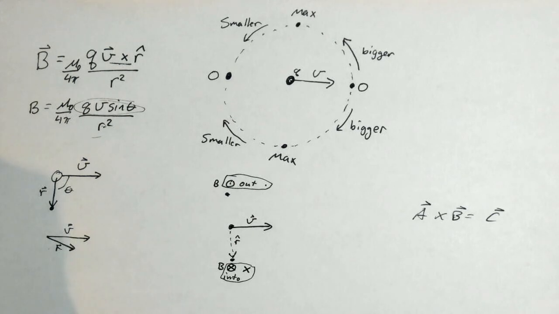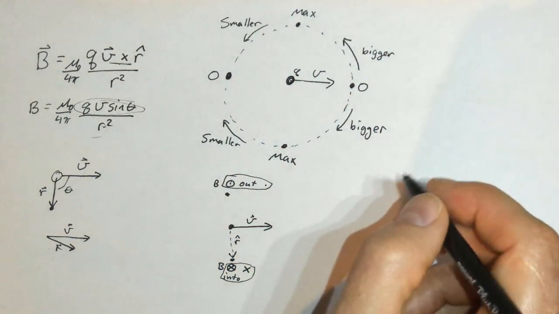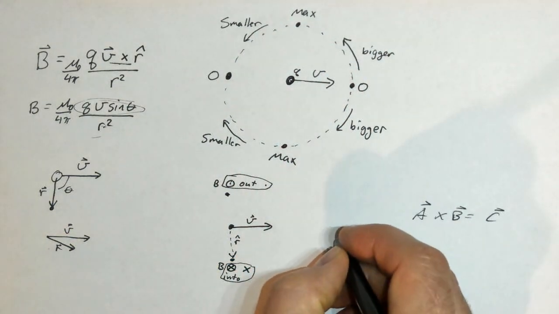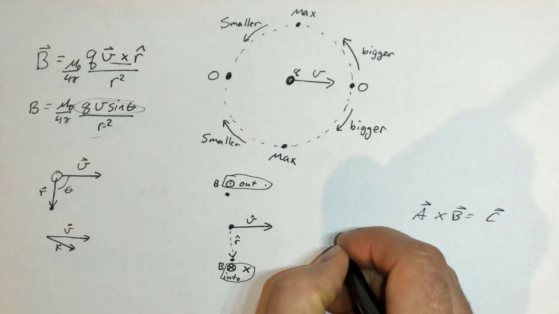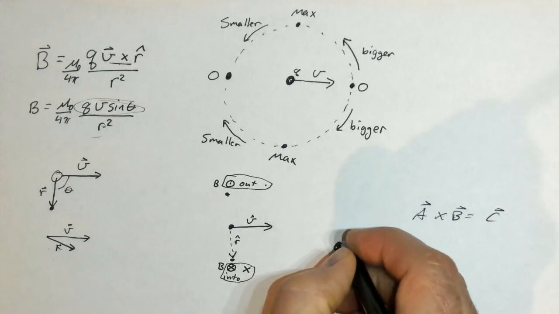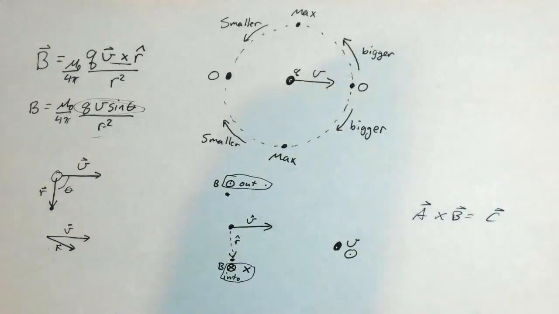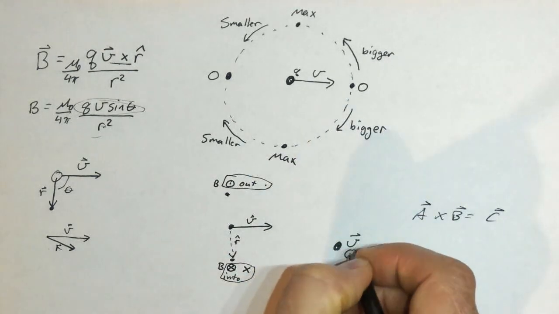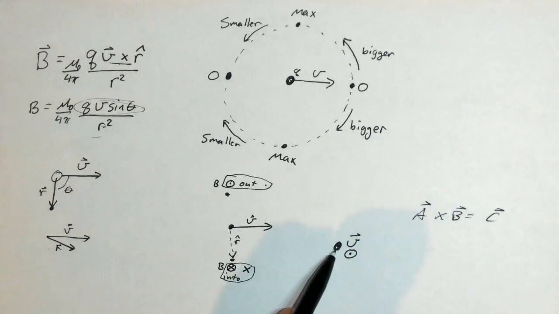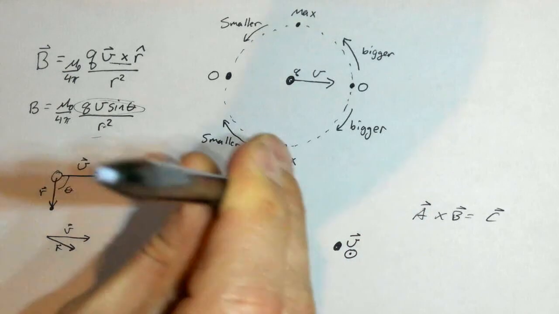With that, let's try just another one. Before I close out this video, I want to try another one with the right hand rule. Let's assume that the particle, here's my charge, and its velocity is out at you. So here's my dot inside the circle. This is a charge, but it's moving out at you. So it's about to hit you.